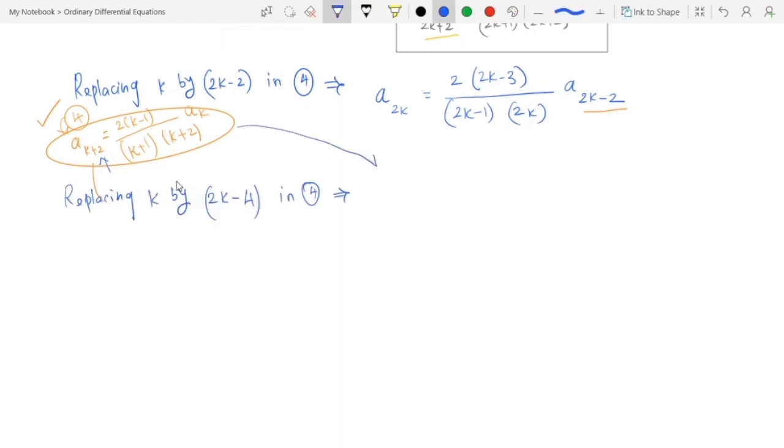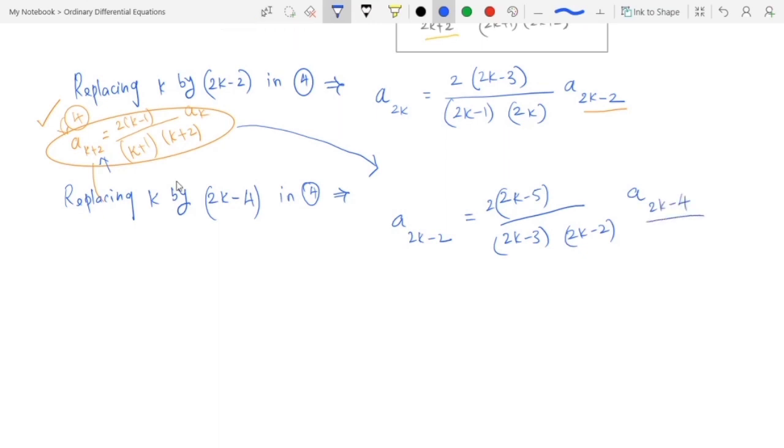So write from here, replacing k by 2k minus 4, a suffix 2k minus 4 plus 2, that is 2k minus 2, that is needed here, that is equal to 2 into k minus 1, that is 2k minus 4 minus 1, that is 2k minus 5, whole divided by k plus 1, 2k minus 4 plus 1, that is 2k minus 3, k plus 2, 2k minus 4 plus 2, that is 2k minus 2, 2k minus 2 into a suffix k replaced by 2k minus 4.